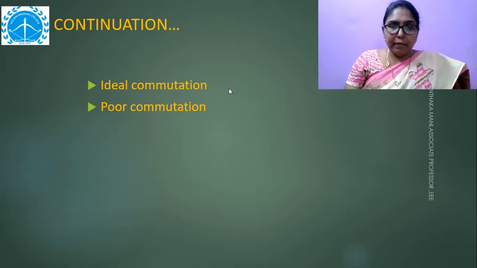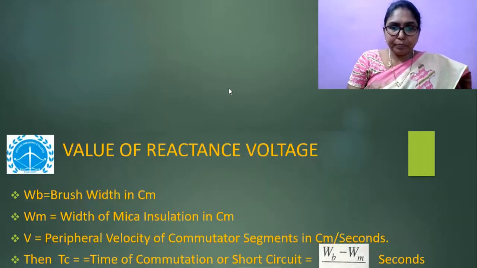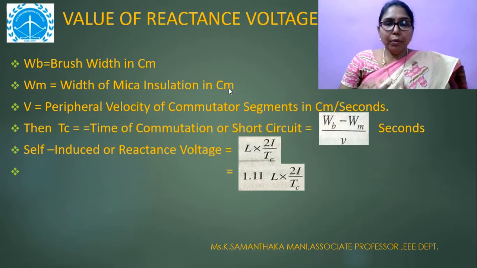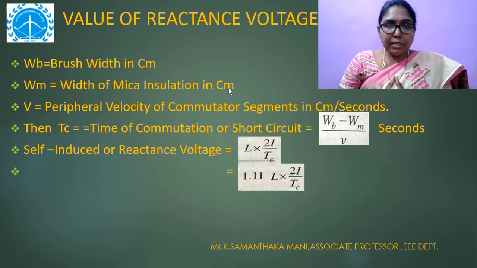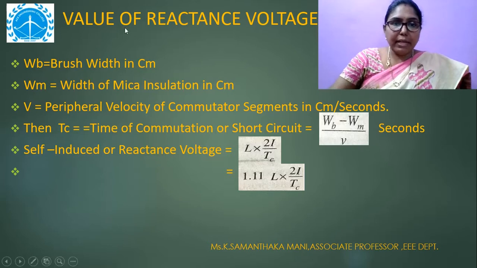So I explained in the previous slide which one is called poor commutation, and also ideal commutation. Now we know that the self-induced EMF in the short-circuited coil is the reason for poor commutation. So we have to know how much voltage is induced in the short-circuited coil, because every coil has to undergo short circuit when it is crossing the MNA or magnetic neutral axis. For that, I will do a small derivation here.